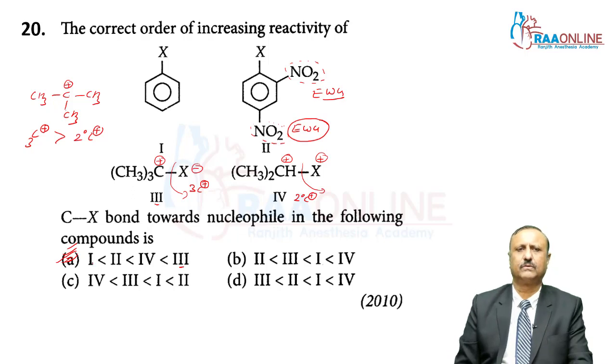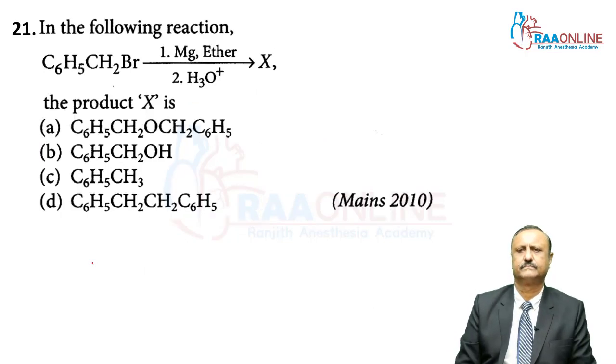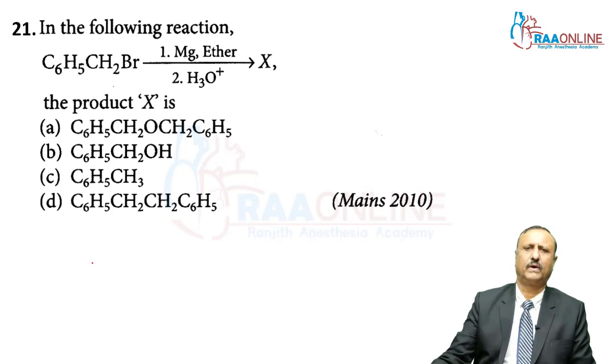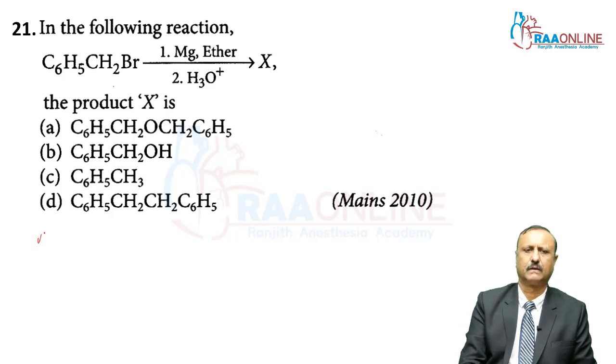Now, my dear students, we can go to question number 21. Here we can see, in the following reactions, C6H5CH2Br, number 1 is magnesium in presence of ether. What product is formed? Here we can see the reaction. Any alkyl halide when it reacts with magnesium and ether forms a Grignard reagent. It's the number 1 reaction, number 1 concept.